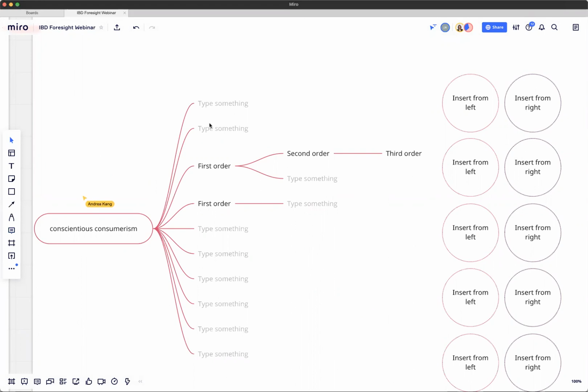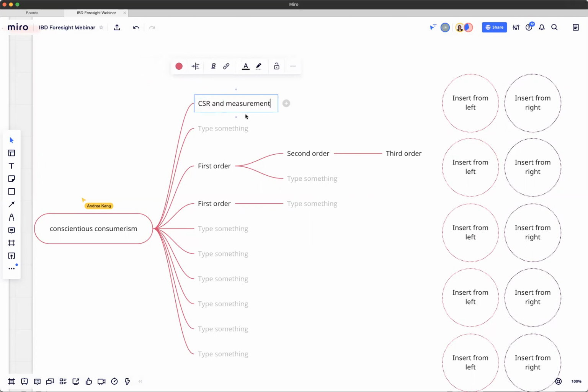Andrea, do you want to get us started by just kind of shouting something out? Yeah, for sure. So if I think about the future of conscientious consumerism, I think about something like CSR, or corporate social responsibility, being factored into a brand. It's not just about the name, but it's about what that company stands for.